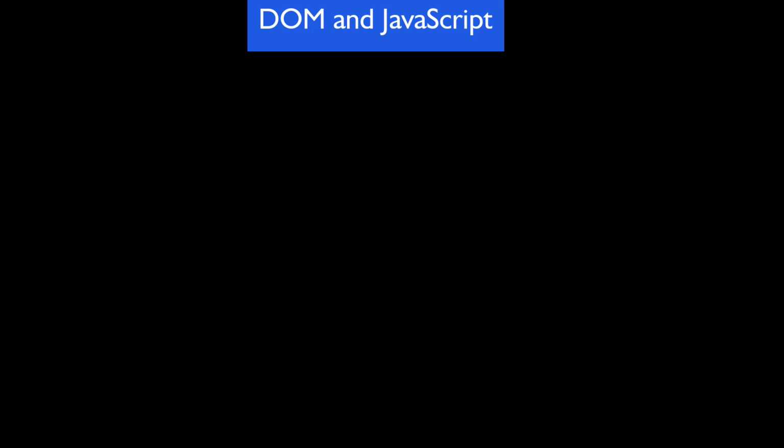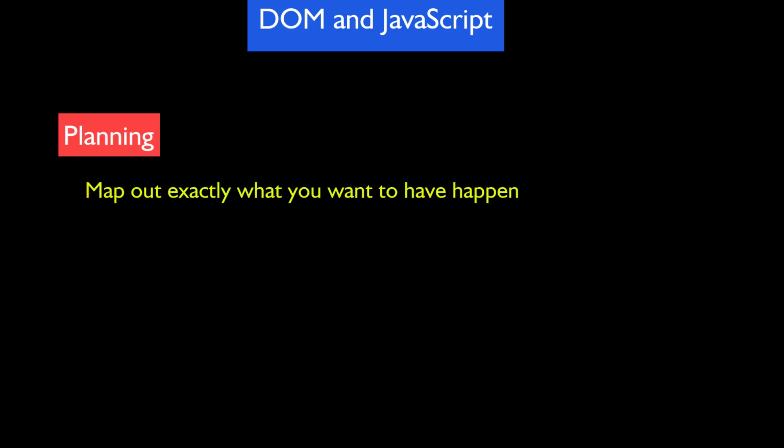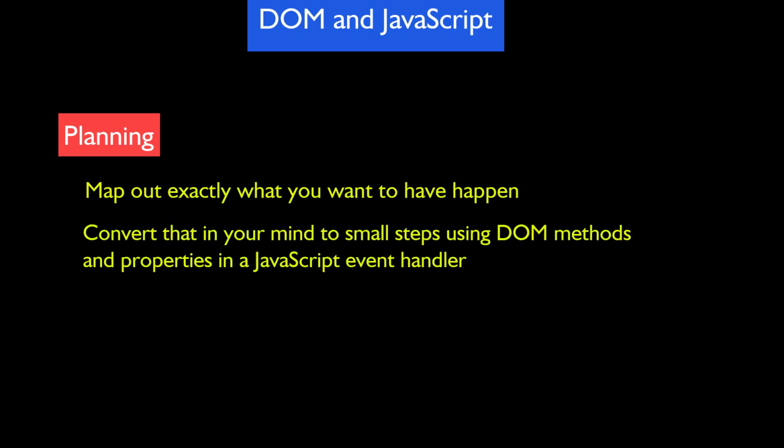The key to effective use of DOM with JavaScript is planning. Map out exactly what you want to have happen, then convert that in your mind to small steps using DOM methods and properties in a JavaScript event handler.